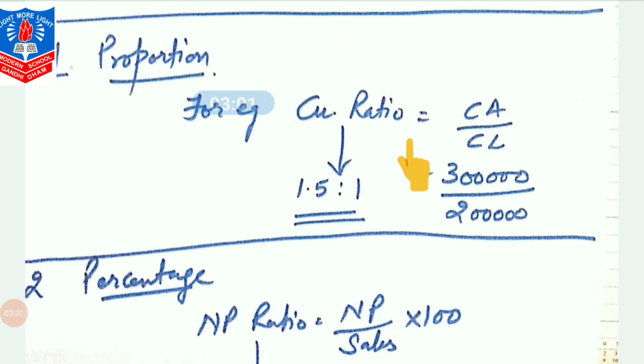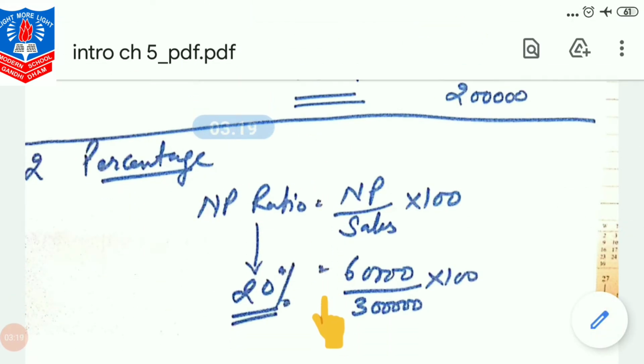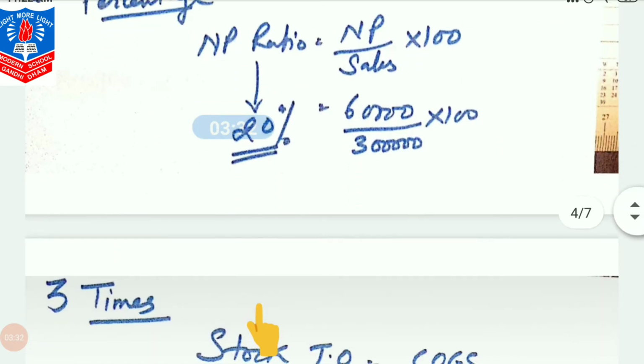See, current ratio: current assets are divided by current liabilities. The result which we get is directly in proportion. The answer comes as 1.5:1. Like that, in proportion it is mentioned. Further, if you move to percentage, like the NP ratio, this shows net profit upon sales into 100 is the formula for it. The result which you get is in percentage. The second form of it can be in percentage.